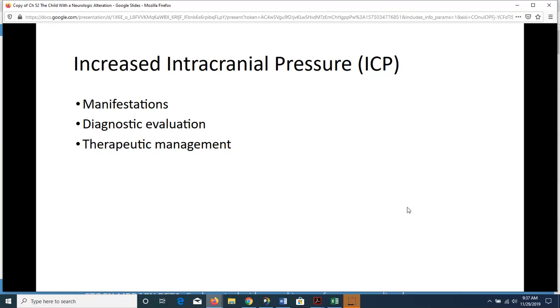Cushing's response, which consists of an increased systolic blood pressure with widening pulse pressure, bradycardia, and a change in respiratory rate and pattern, is usually apparent just before or at the time of the brainstem herniation. As ICP rises, the child's baseline respiratory pattern may change, exhibiting Cheyne-Stokes respirations, central neurogenic hyperventilation, or apneustic breathing.